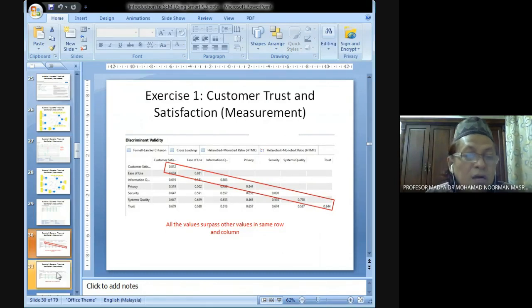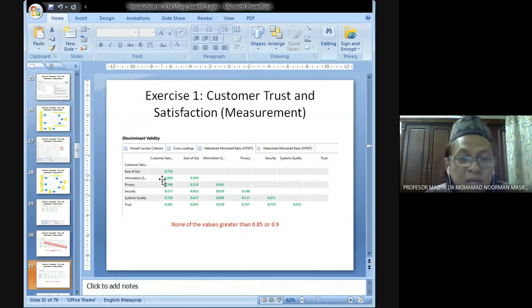Now, for heterotrait-monotrait, you will be presented with this table also. Look at all the cells and make sure none of the values are greater than 0.85 or 0.9. If any of the values is greater than 0.85 or 0.9, normally it will be in red color. So if there is no red color, that means no issue with your discriminant validity.